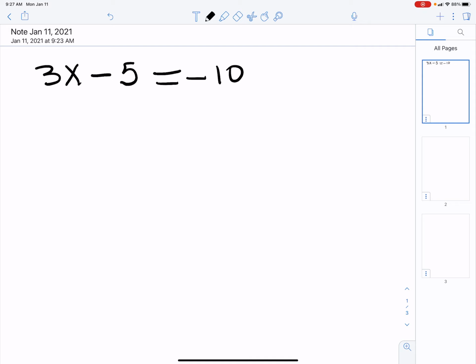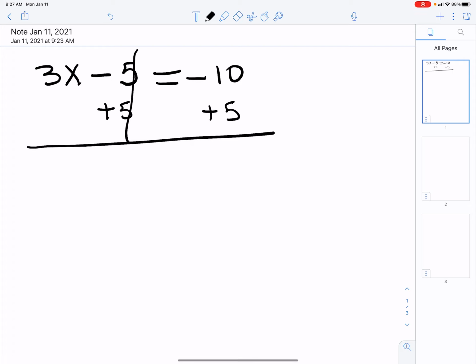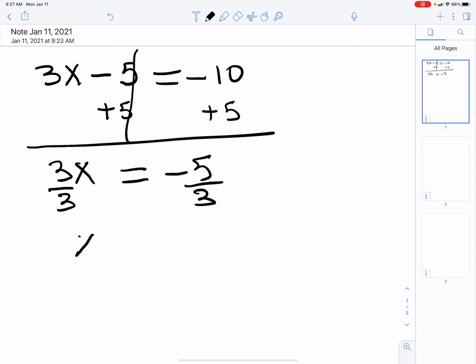So the first step, we are going to add 5 to both sides because we need to eliminate the negative 5. So we do plus 5 and then plus 5 here, right? Which will cancel, negative 5 and 5 will cancel each other out. So we have 3x equals, we know negative 10 plus 5 is negative 5. Then we divide both sides by 3. And then x will be equal to negative 5 over 3, right?